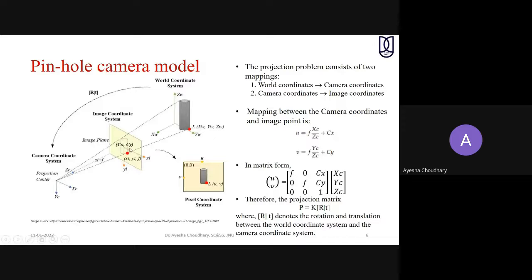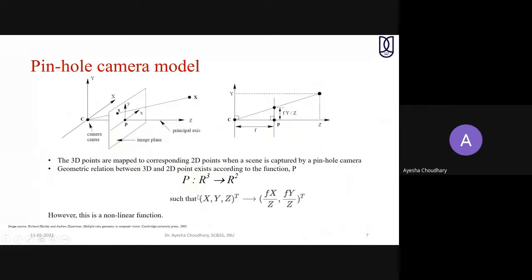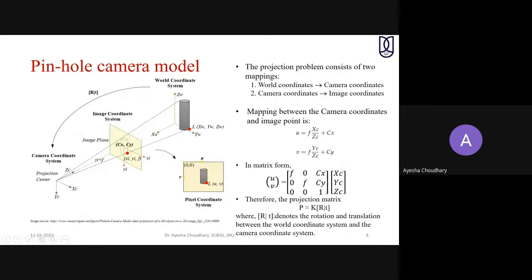To be able to go back from a point on this image and reconstruct the world, right? I have an image of the cylinder and I want to find out what the height of the cylinder was, and where it was placed in the world. Then I need to have a mapping between the image coordinate system and the world coordinate system. And this we do via the camera coordinate system. So the mapping between the camera coordinates and the image coordinates, as we just saw over here, is the mapping that we are talking about.